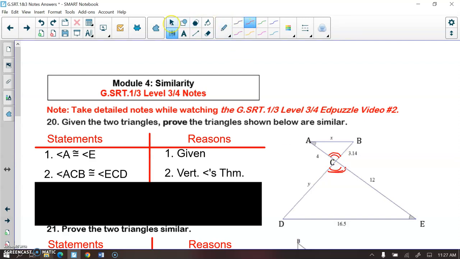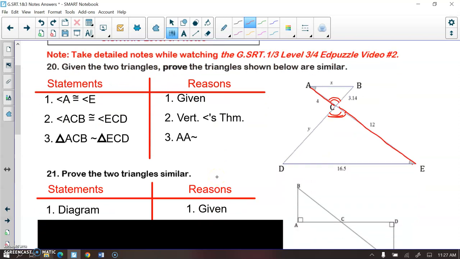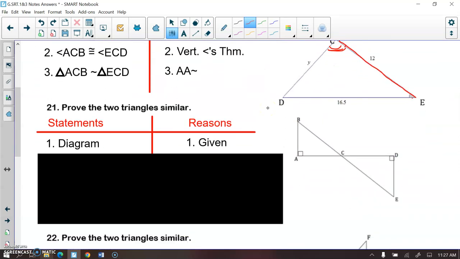Now we need to be careful with the order that we put our triangles in, but they are similar. I said triangle ACB because AC then corresponds with EC. So triangle ACB is similar to triangle ECD by AA similarity. That is how I did this proof. You can use corresponding side lengths proportional, it's just going to be a very, very long proof here.